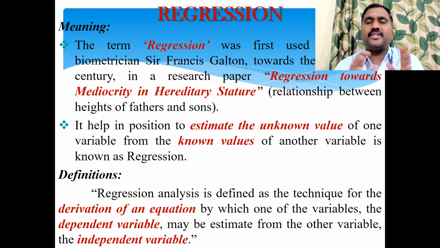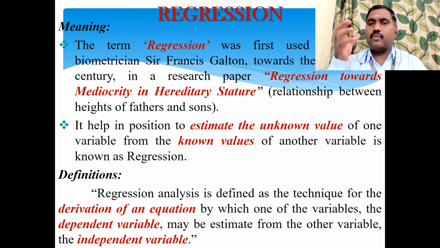For example, the sales of a particular product depend upon various factors. One is the demand. The second thing is the way the company advertises. So if two variables are there, I want to know the significance of one variable on the other variable, how much that one variable influences the other.